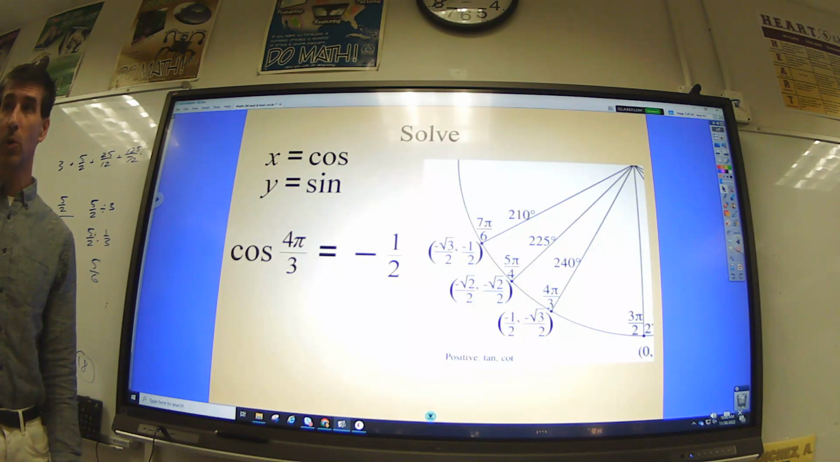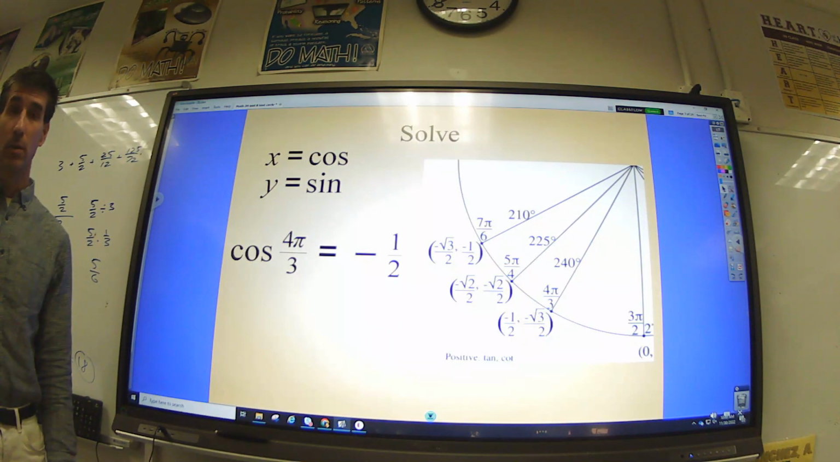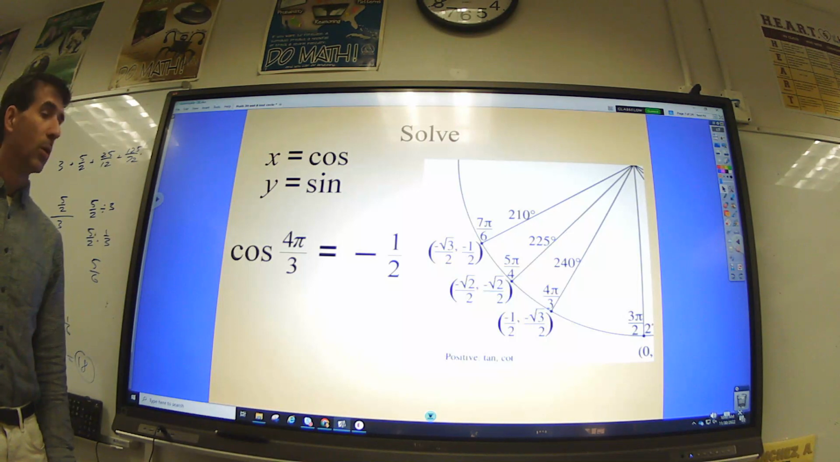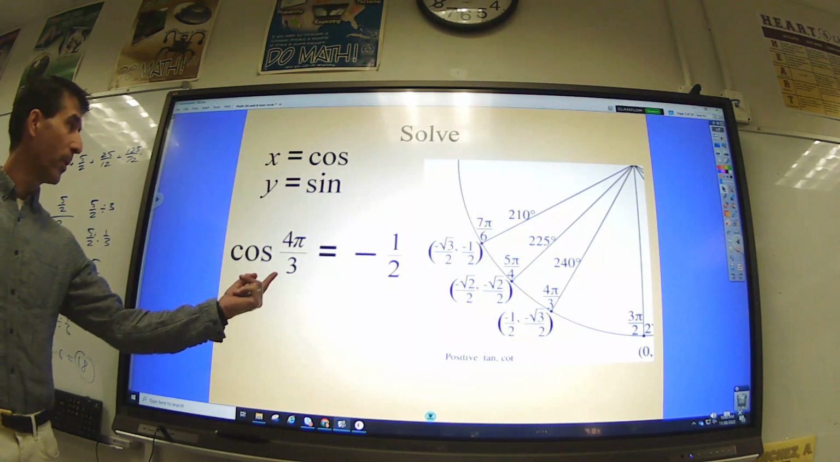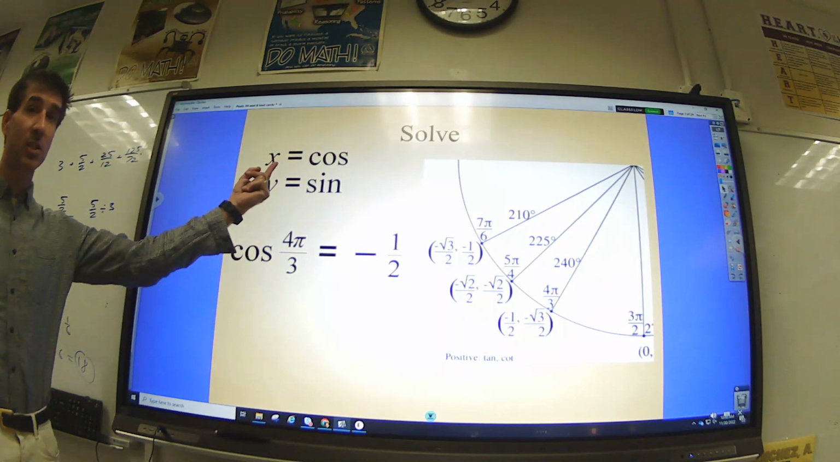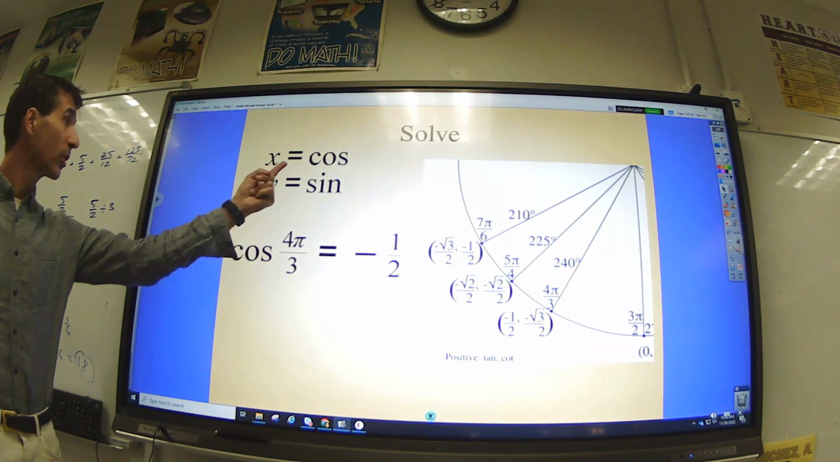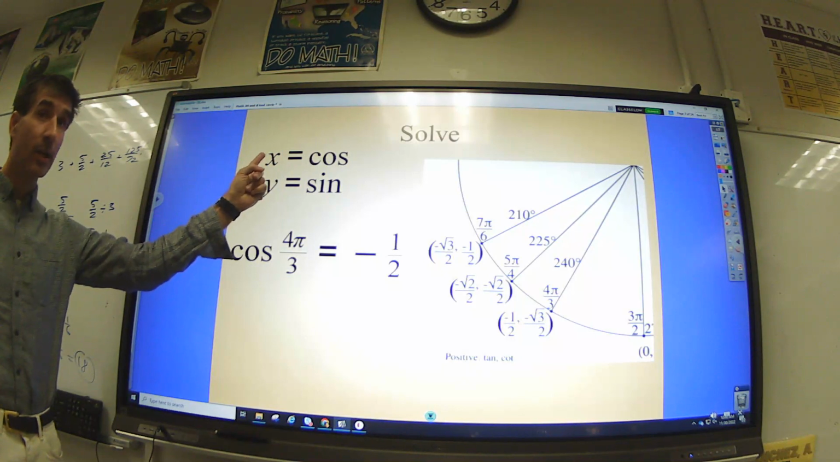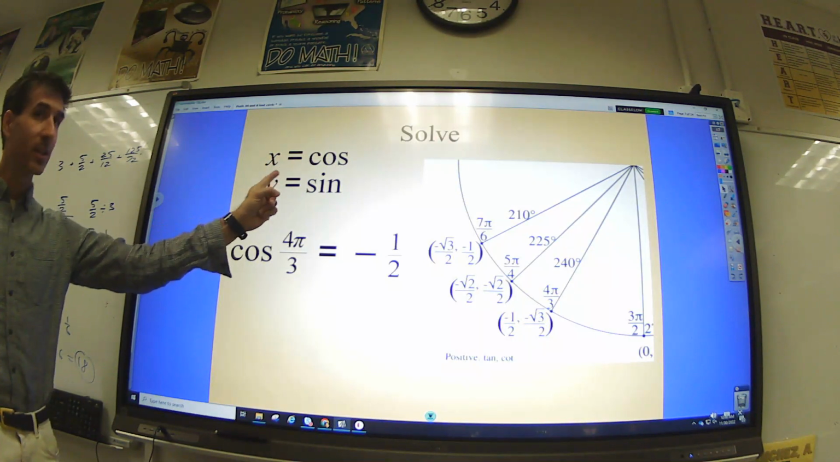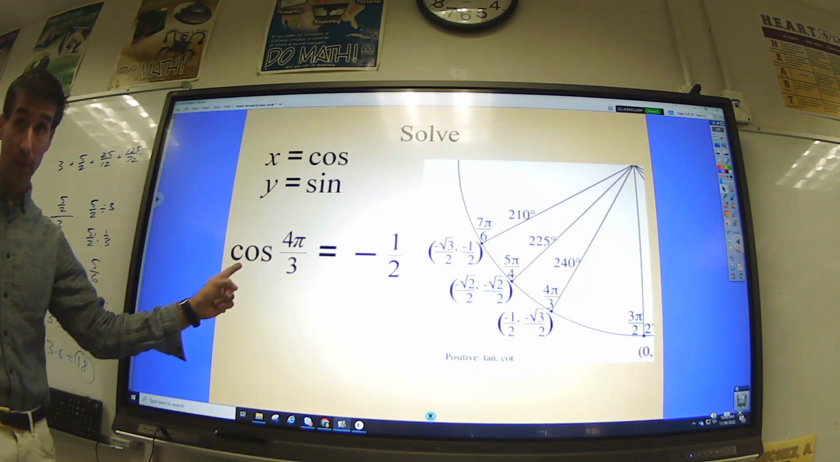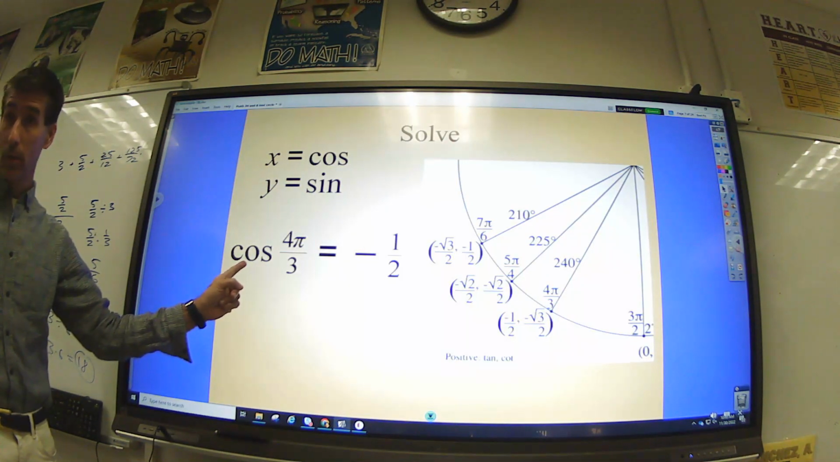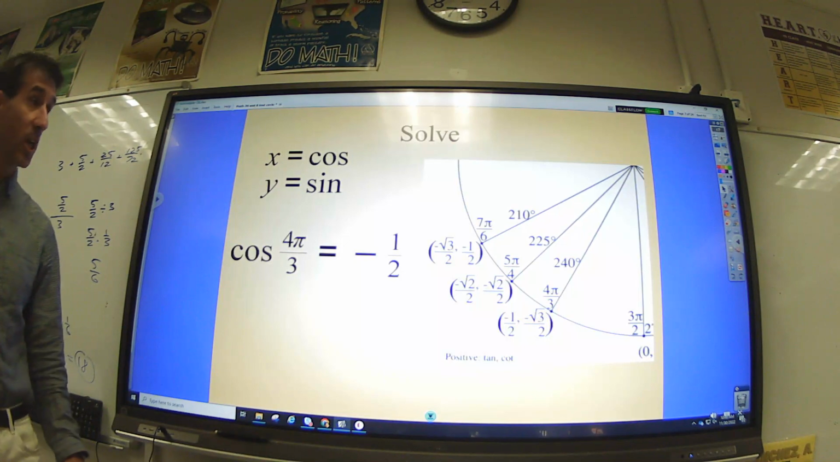Well, there's going to be more, of course, but I'm showing you one of the questions. What's the question asking? What is cosine of 4 pi over 3? I have this listed here so that you know if I'm looking for cosine, I need to look at the x. But if I was asking for sine, then you'd look at the y. This one I'm asking for cosine. Yes? No? Yes. Let's do another one, shall we?